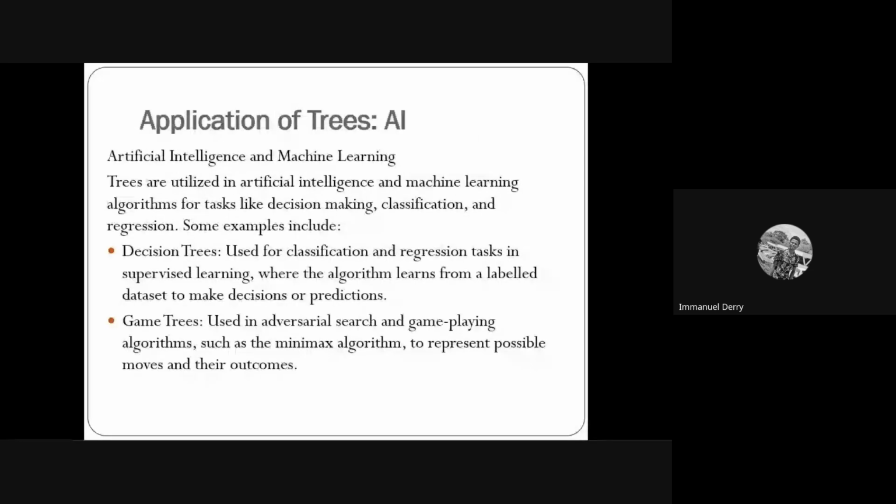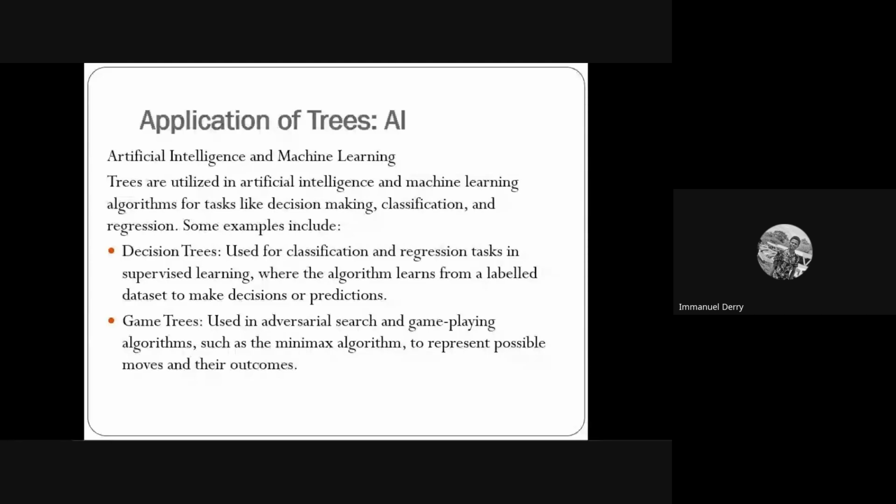Moreover, in artificial intelligence or machine learning, we can talk about decision trees, which are mostly used for classification and various regression tasks in supervised learning, where the algorithm will learn from a labeled dataset to make decisions or predictions. And then also we have the game trees, which are used in adversarial search, and also game playing algorithms such as the minimax algorithm to represent possible moves and alternate outcomes as well.